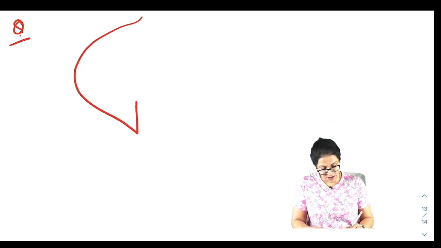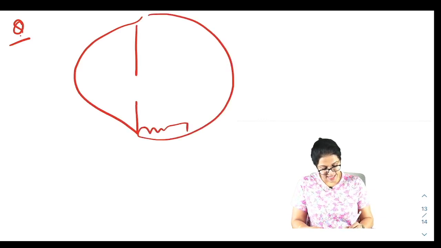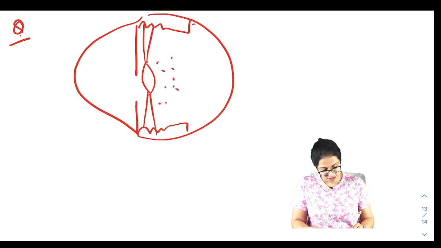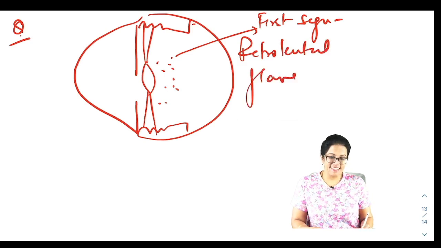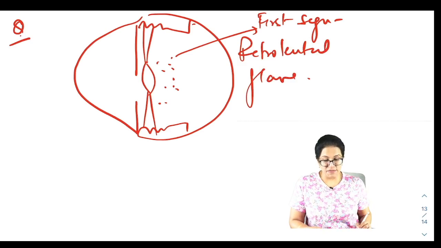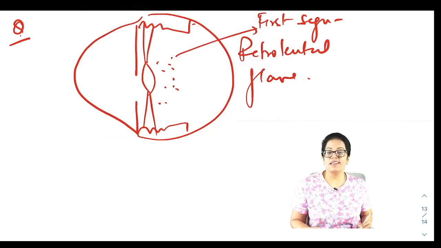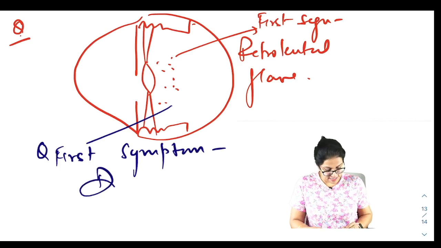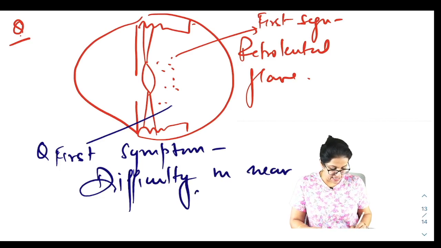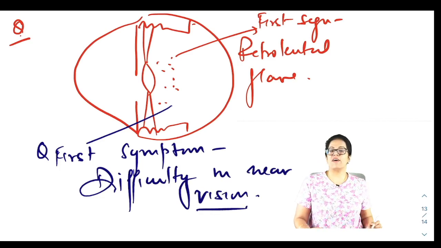So the first sign is always you start getting inflammatory cells behind the lens, which is what? Retrolental flare, right? First sign we will answer here is retrolental flare. Correct? And what is the first symptom? Because the first sign is here, what is the role of the ciliary muscles? Accommodation. Therefore, the first symptom you should always answer as difficulty in near vision. First symptom is difficulty in near vision, or difficulty in accommodation.